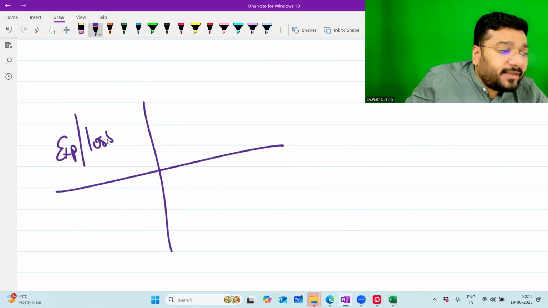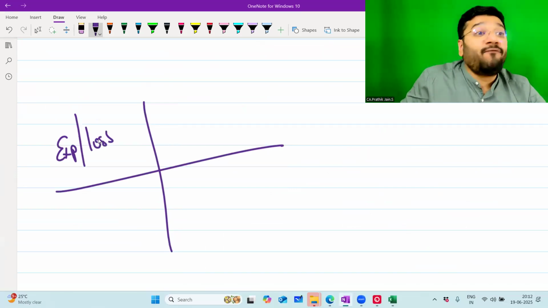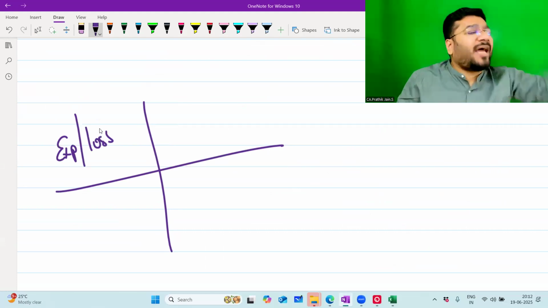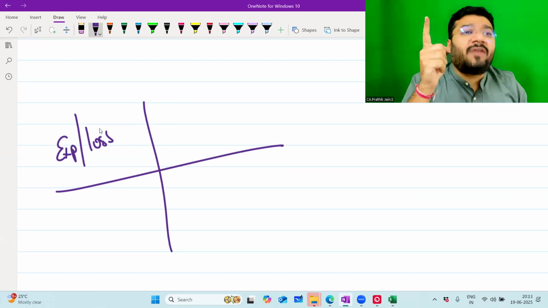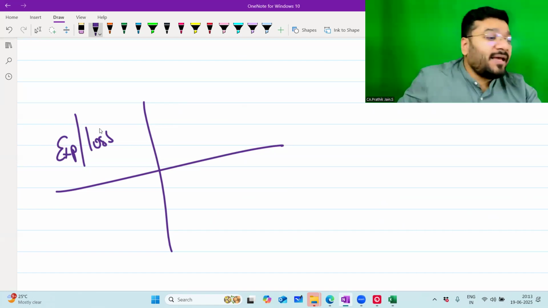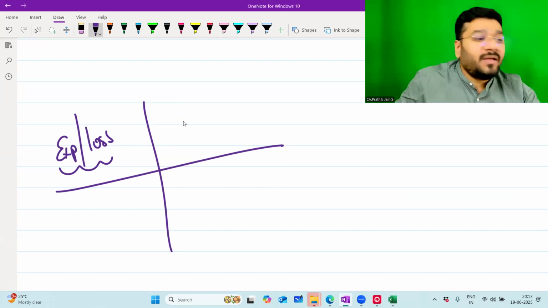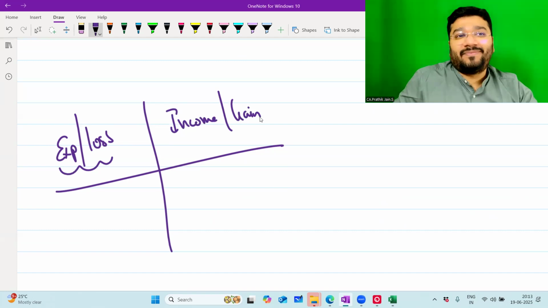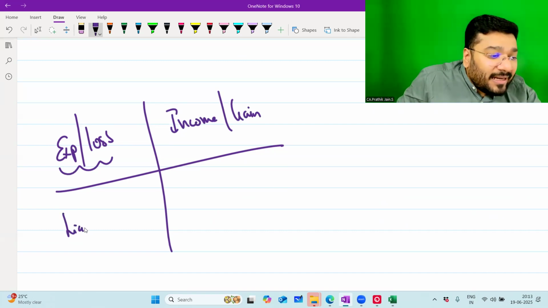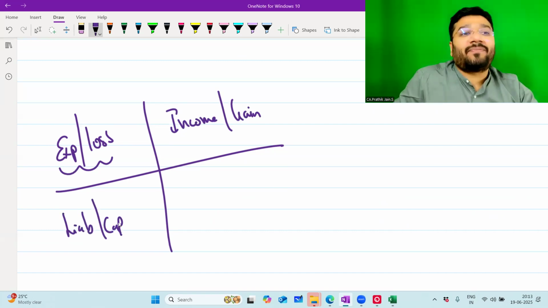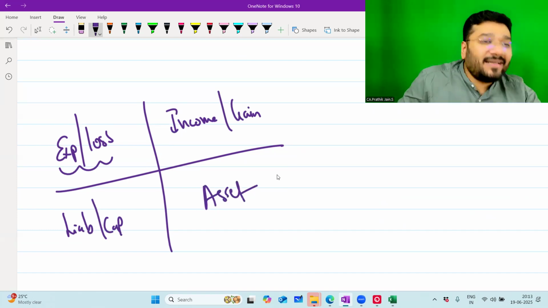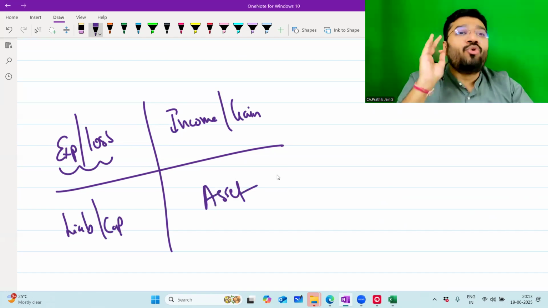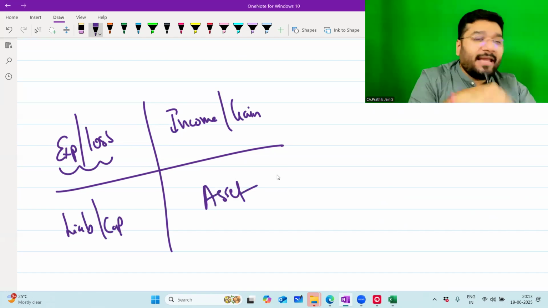Expense or loss category. I call this the 4 quadrants. Take any account, that is my challenge. You will be able to classify them under 4 categories. First category is expense or loss. Second category is income or gain. Third category is liability or capital. And the fourth category is asset. It is my challenge: you take any account, you will be able to classify it under one of these.